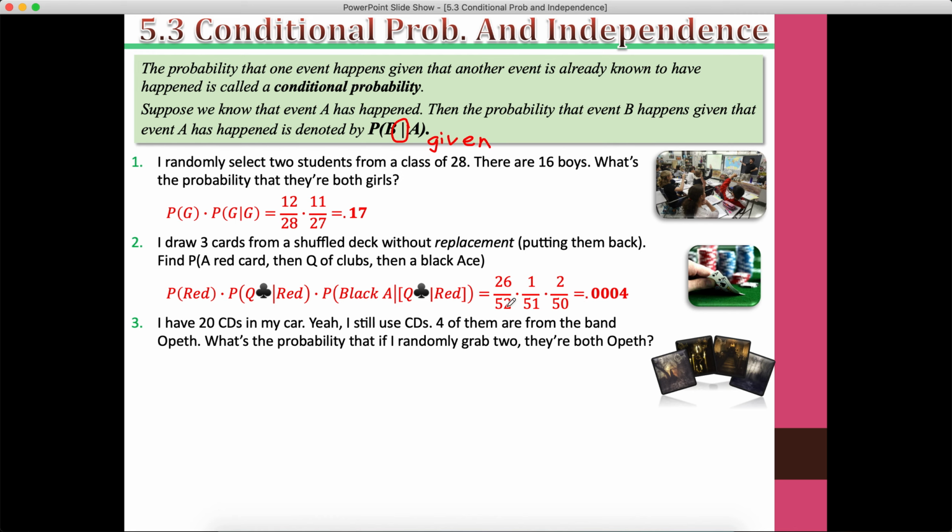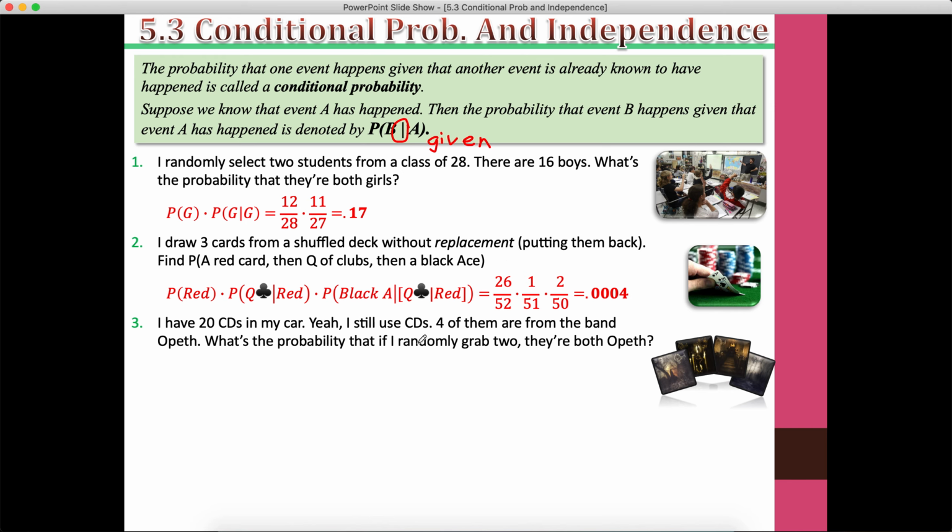There's 26 red cards in a deck of 52. There's only one queen of clubs out of the remaining 51 cards, and there are 2 black aces, the clubs and the spades, in the deck remaining. So I multiply these together, and I get something very, very small, which makes sense because this is a very specific request for a problem.